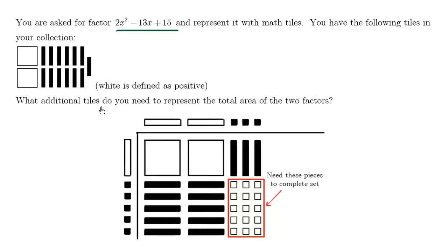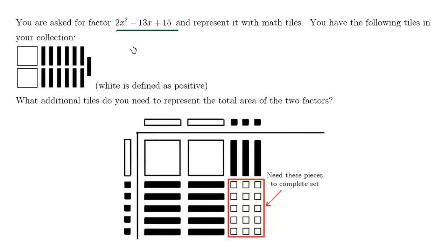What additional tiles do we need to represent the total area of the two factors? We need 15 positive 1 tiles. I'm just going to factor this so that you can see where this came from. So in a previous video, you would see how exactly we can factor, and there's many ways to factor, but let's just try this without taking too much time here.